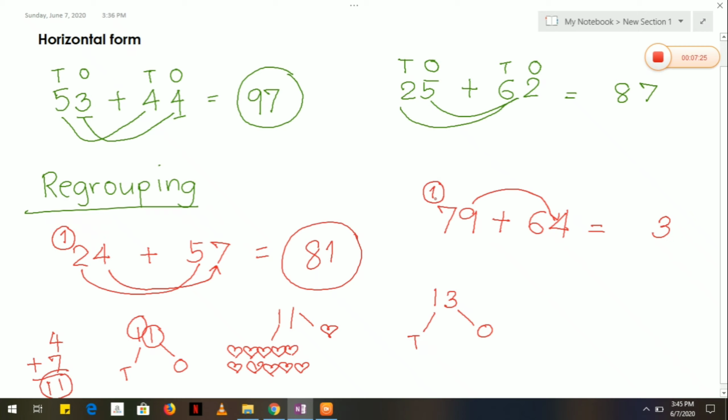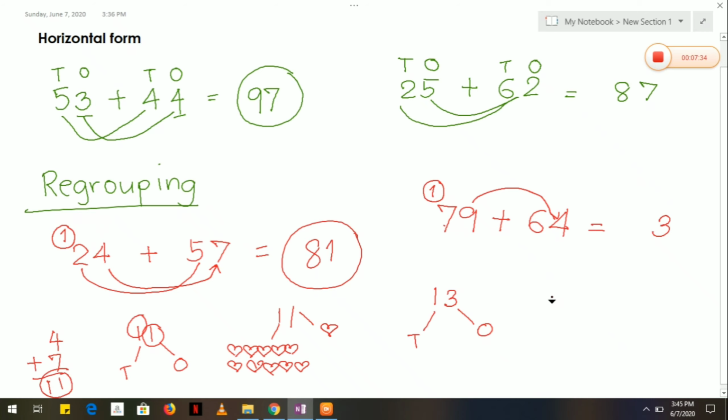Now let's try here. 1 plus 7 is 8. 8 plus 6 is 14. Oh, 14 now. Now, as you can see, 4 here is in the tens place and 1 here is in the hundreds place. Okay, so in this example, we don't have a hundreds place. So it means we can write 14 here in the final answer. Why? Because there is no hundreds place to put 1 as a carry over.